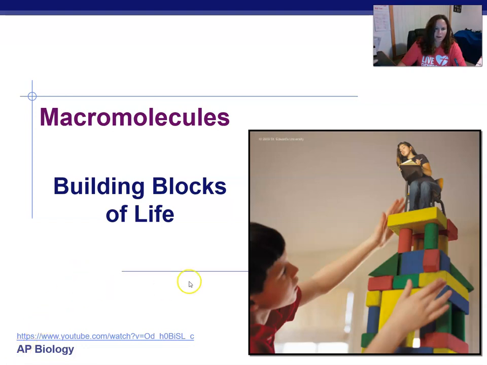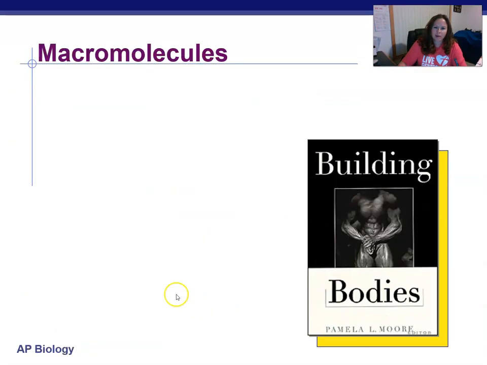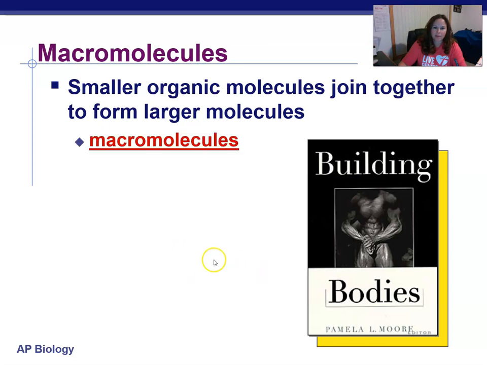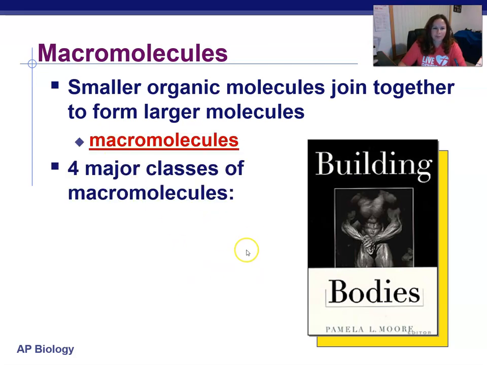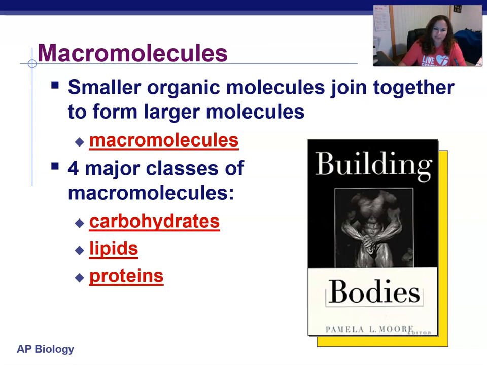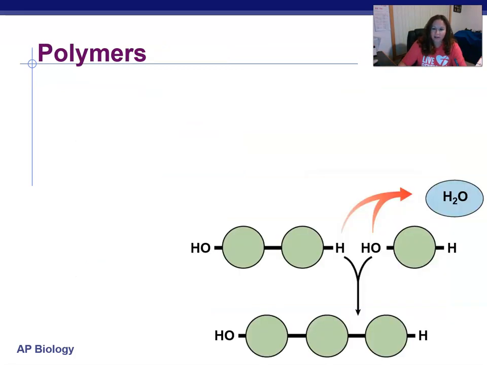Hey everyone, we're going to be talking about macromolecules, the building blocks of life. When I'm talking about macromolecules, I'm talking about big molecules because macro means big. They come in 4 major classes that we will take a look at each one separately. Carbohydrates, lipids, which some people also call fats, and proteins, and nucleic acids, also known as DNA and RNA and ATP. They all build our bodies.